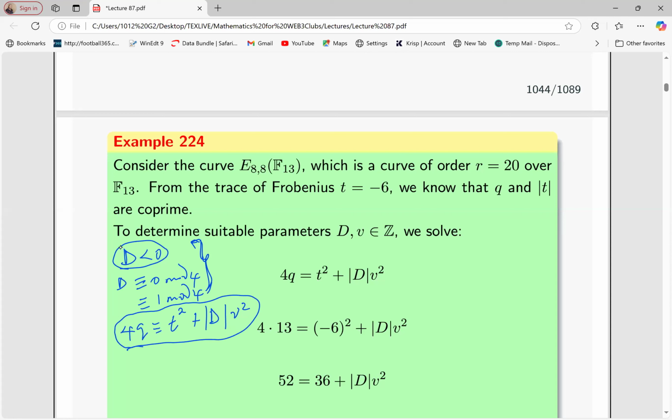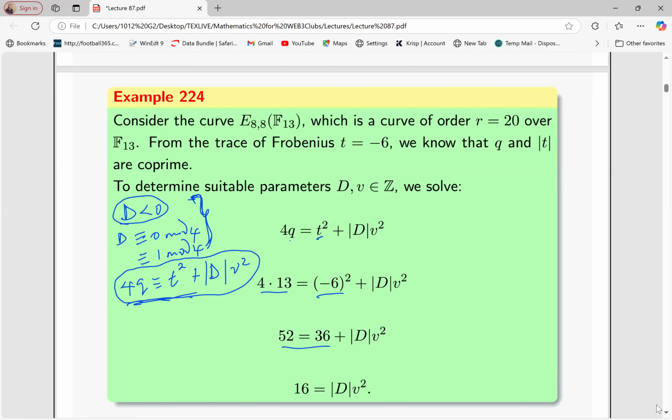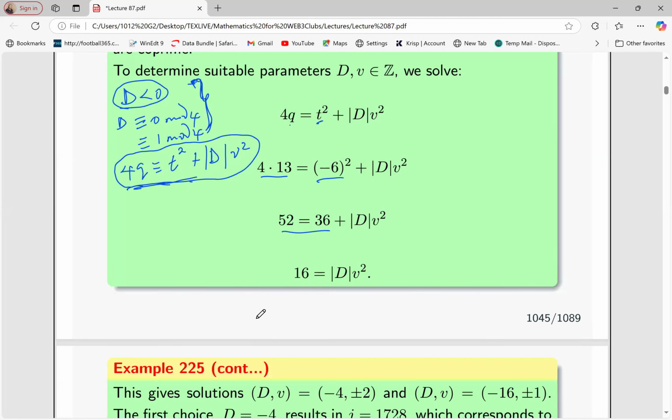After finding D using this condition, you can then check whether it also meets these other three conditions. So that is the one I've used. Our q, we've chosen 13. And our t, we've found is -6. So when you multiply, this is 52, and this is 36. So doing this, when 36 crosses the equal sign, we would have 16. So this is what you end up with.